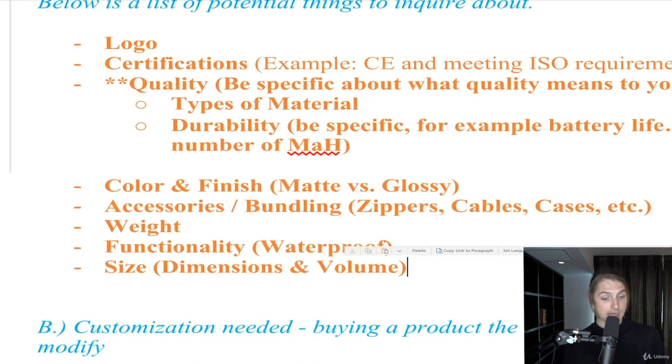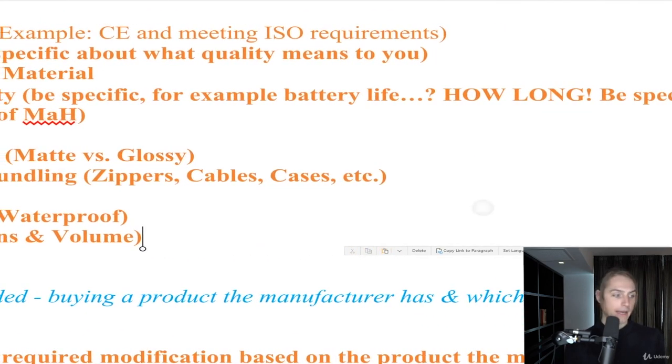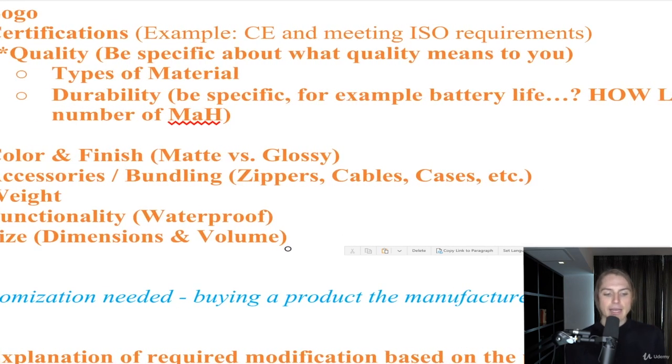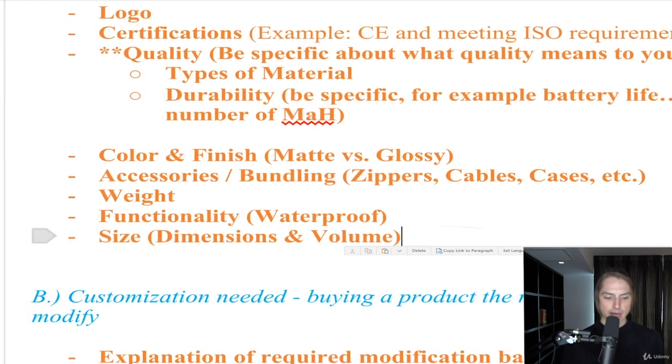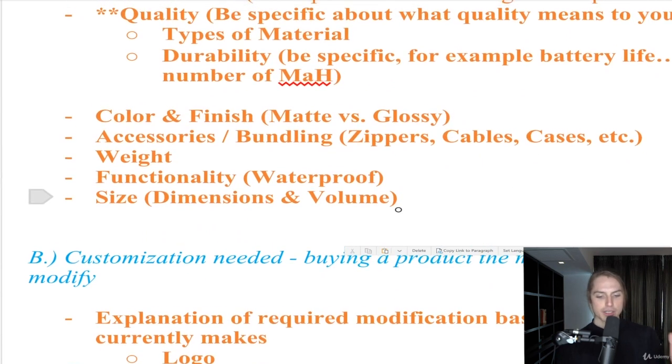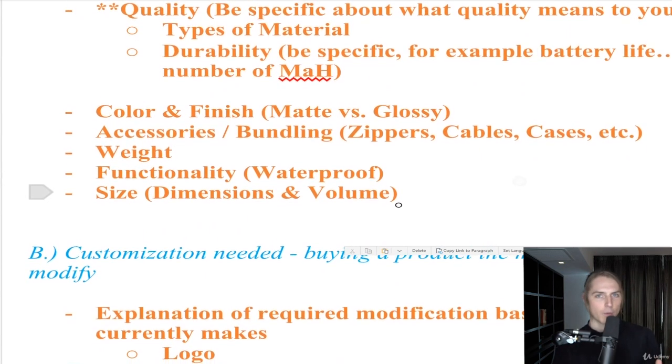Like a specific type of material or durability, like how long the battery life is. For example, milliamp hours is something that measures how strong a battery is. So you want to say, okay, but how many milliamp hours is your battery? And what are your options? Okay. Color and finish. Obviously, you want to get a little specific about what your needs are.